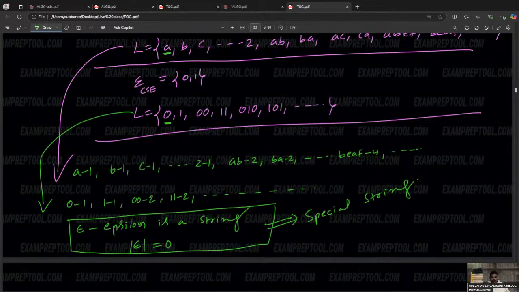Epsilon is a string whose length is 0. Special. How is 0 length possible? That is the reason it is special. Special people don't ask me reasons. Special things don't ask reasons.